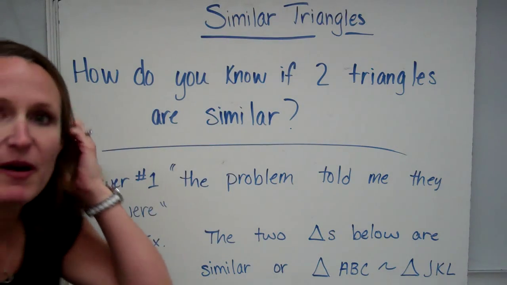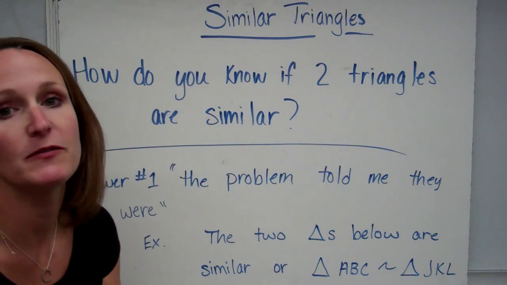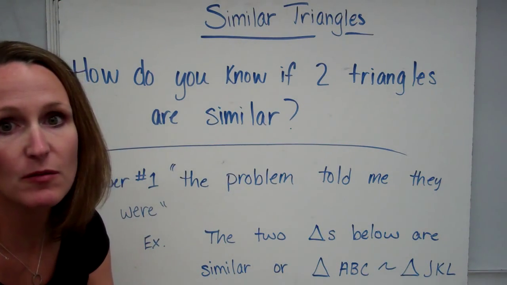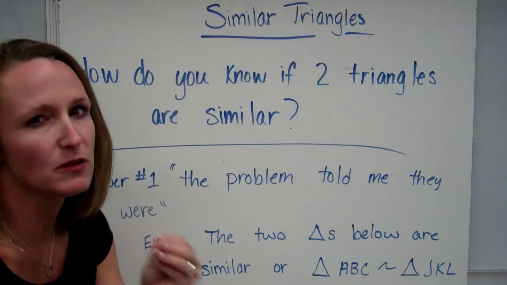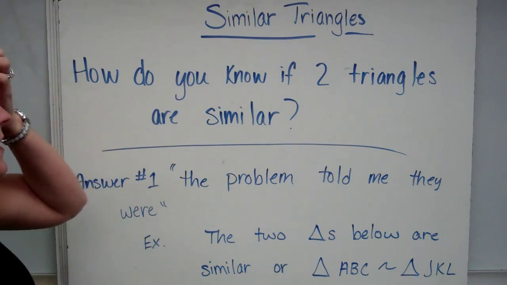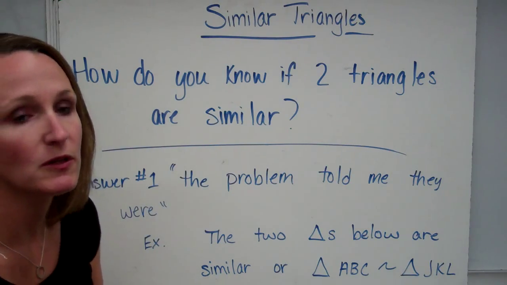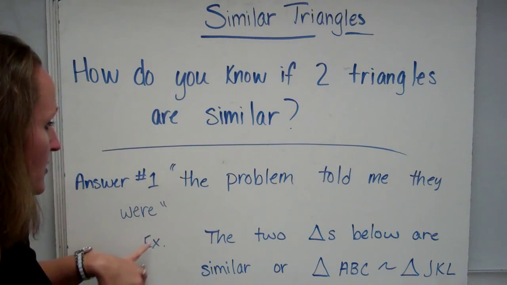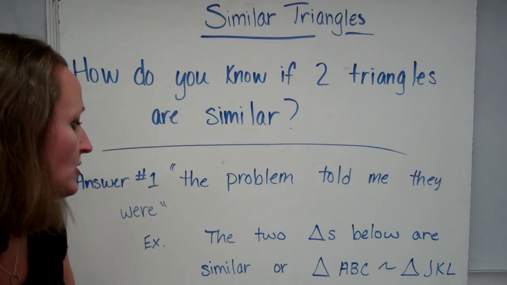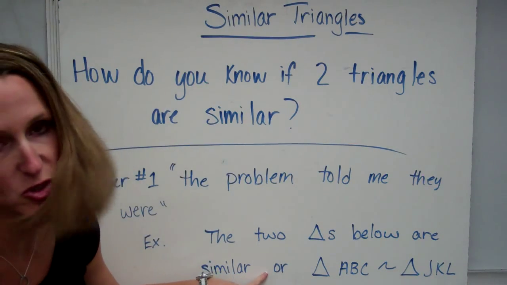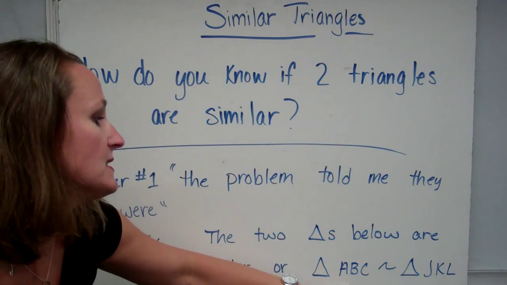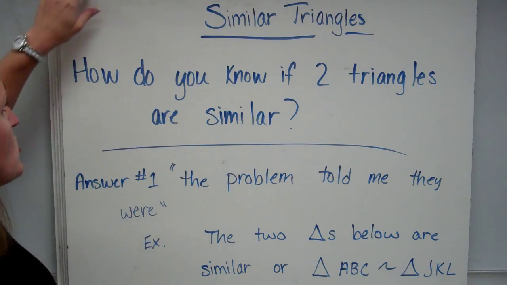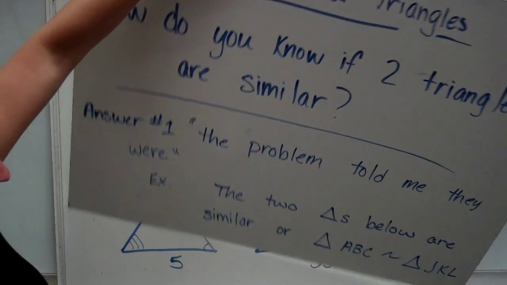So today we're going to talk about 5 ways that you can know if triangles are similar. And some of them are very close to how we could tell similar polygons, but there's a little more to it. So, how do we know if 2 triangles are similar? Answer 1, the problem told me they were. Sometimes when we do a problem, it'll start out by saying the 2 triangles below are similar, or you get your similarity statement. Triangle ABC is similar to triangle JKL. So there's one way. So let's look at another way.